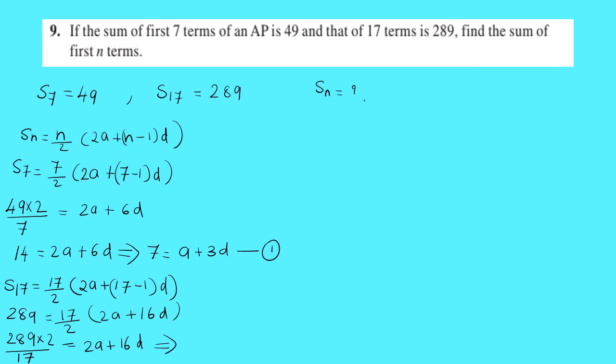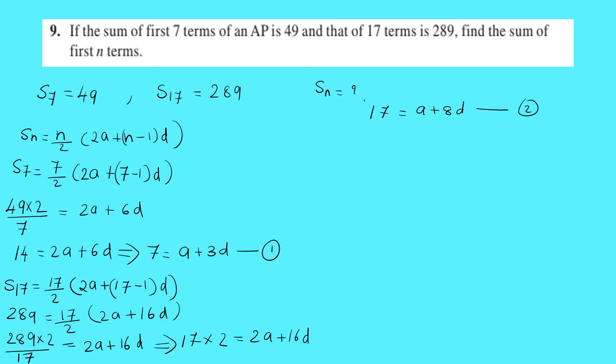From this we will get, 17s are 289. So 17 goes in 289 17 times, 2 equal to 2A plus 16D. Since 2 is a common factor in all the terms, you can write it as 17 equal to A plus 8D. Number this as equation number 2. You are having two equations with two unknowns. Unknowns are A and D.